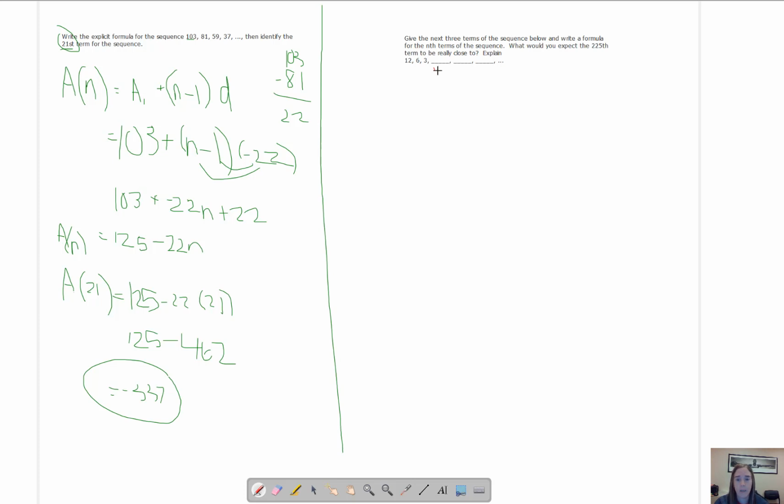So then, if we kept going, we would have 1.5, and then we'd have 0.75, and then we'd have 0.375. Should probably check that. I'm pretty sure that's it. Okay, so that's the next three terms. That's pretty easy to do. You just divide by 2. Use a calculator if you need to. The calculator is your friend.